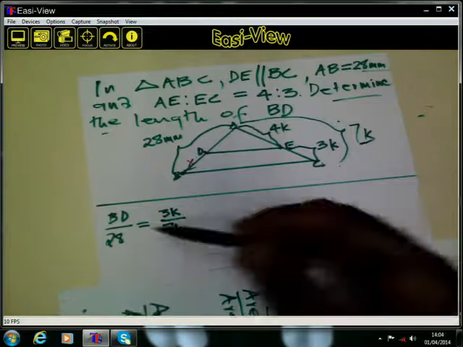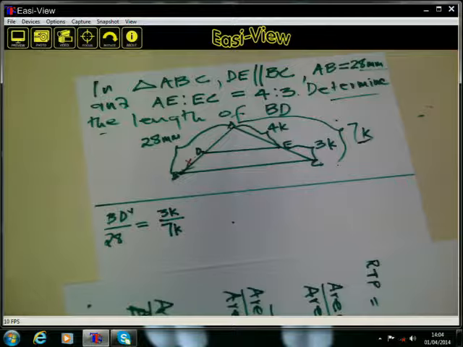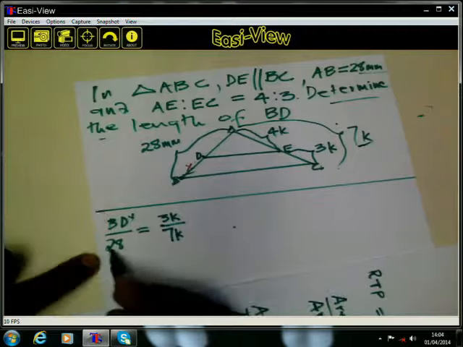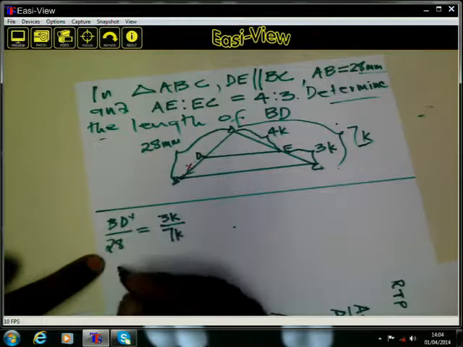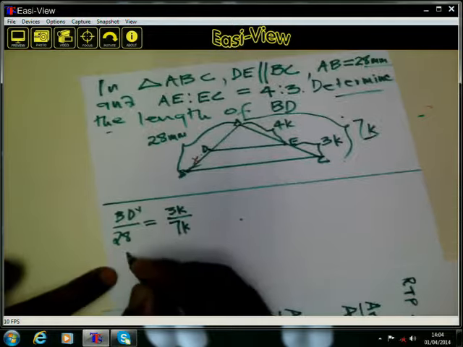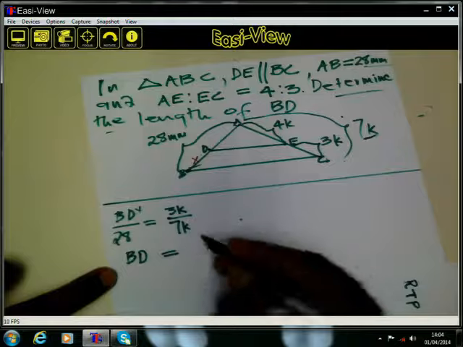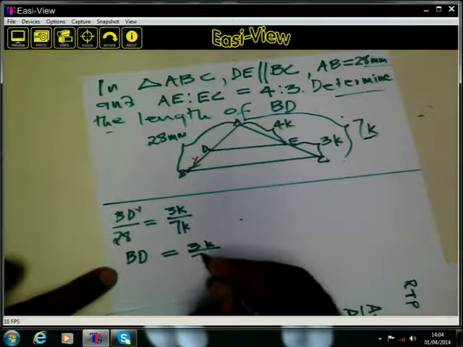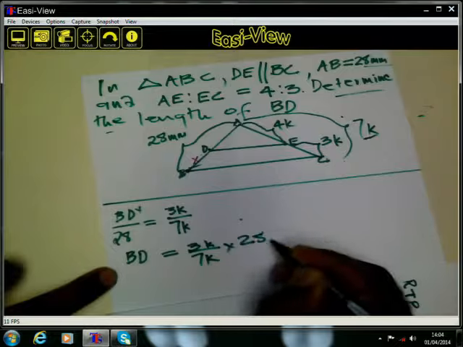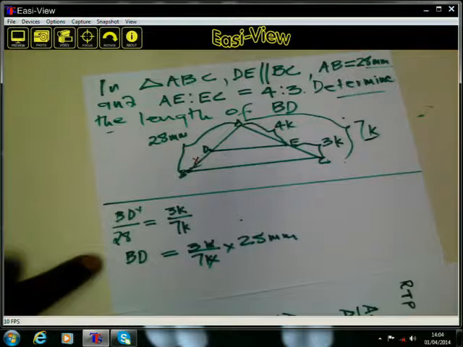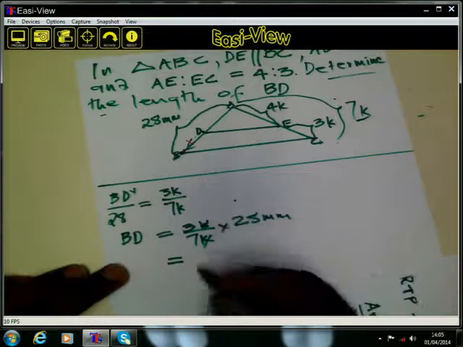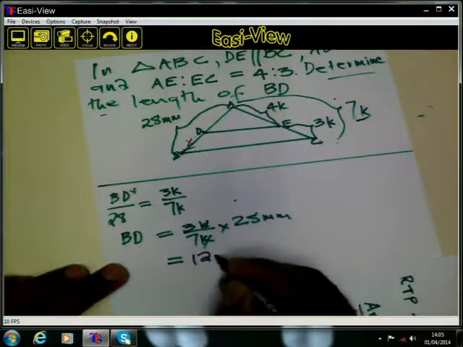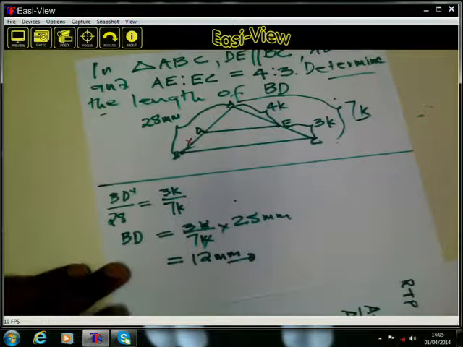Fine. What is it that I want? I'm looking for BD, so I must make BD the subject of the formula. I get rid of this by multiplying throughout by 28 over 1. So it means this is going to leave me with BD being equal to 3K over 7K multiplied by 28 millimeters. Remember, the K can cancel the K. Using your calculator will enable you to have side BD to be exactly 12 millimeters long. So that is what was expected of you.